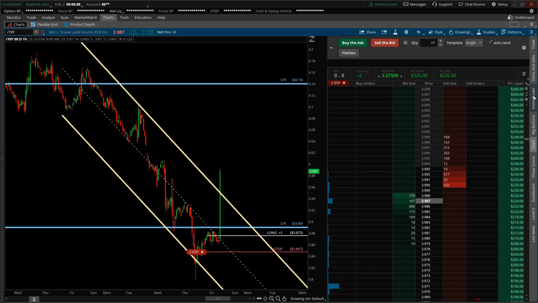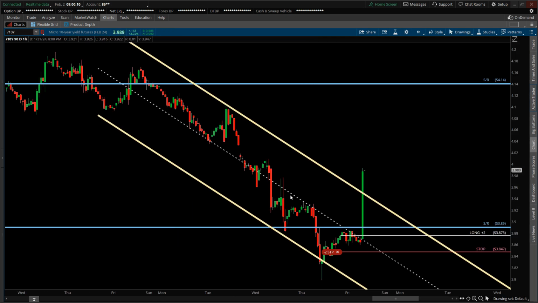So that's the status. I will pause it here, let the trade continue working itself out, and hopefully we'll see some continuation to the upside.